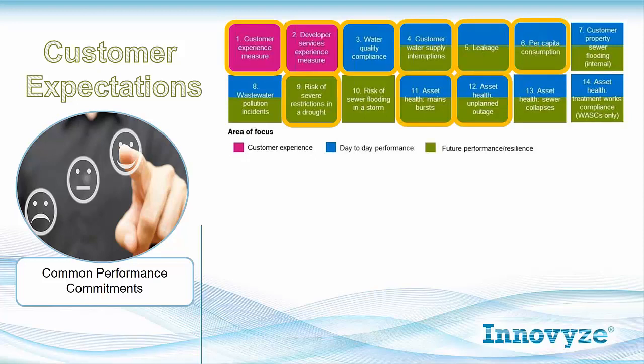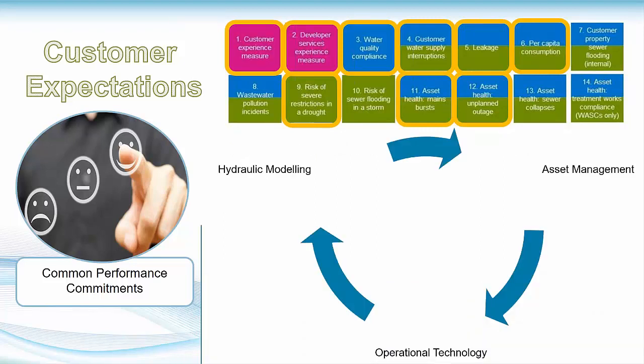When we talk about water systems, we can cut down these common performance commitments to just 9, which are highlighted in yellow here. So in order to be compliant with these 9 common performance commitments, what we really need is to move towards an integrated solution where you can actually share data between your hydraulic model, your asset management solution, and your SCADA intelligence, so your SCADA system.